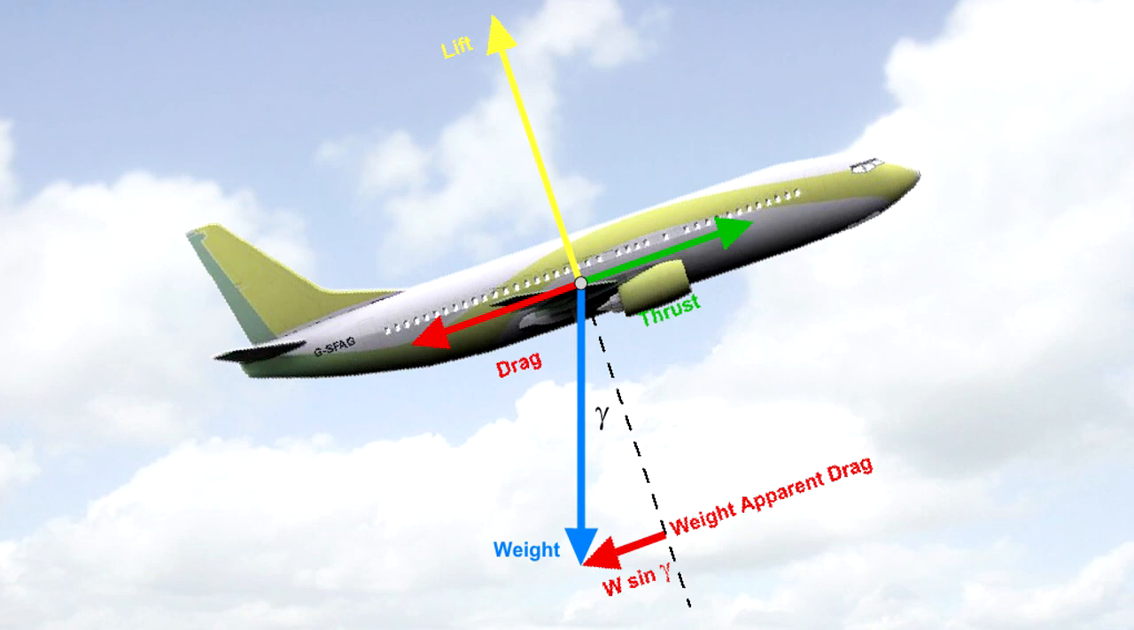To maintain a steady speed along the flight path, an additional amount of thrust is therefore needed to balance the magnitude of the weight apparent drag. This is known as excess thrust. You'll notice now that the forward acting force in green matches the rearward acting forces in red, and therefore the aeroplane is able to maintain a steady speed along its new flight path. To maintain a steady climb with no loss of speed, thrust must balance not only the aerodynamic drag, but also the weight apparent drag.